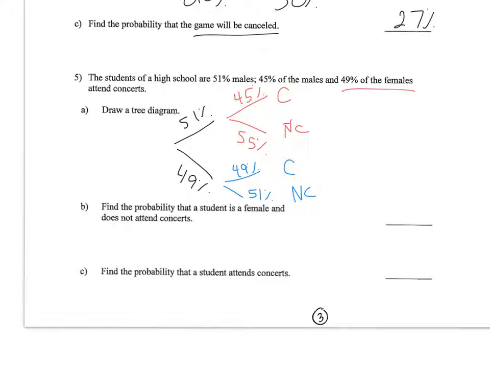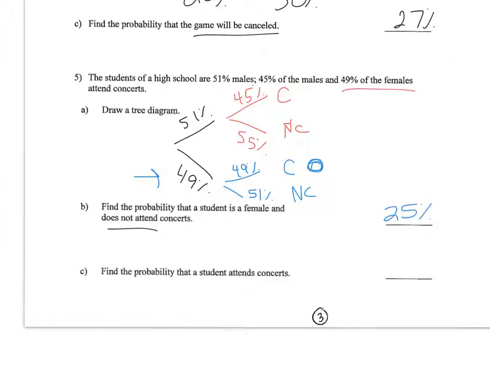So find the probability that a student is female and does not attend concerts. So I'm going to find the probability that a student is female and attends concerts. So that would be this one right here. So it's 0.49 times 0.49. Oh, does not attend. So it's 0.49 times 0.51. And it's 25% roughly.